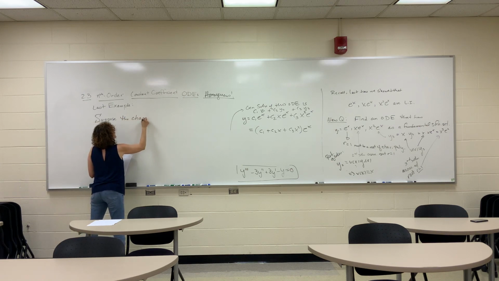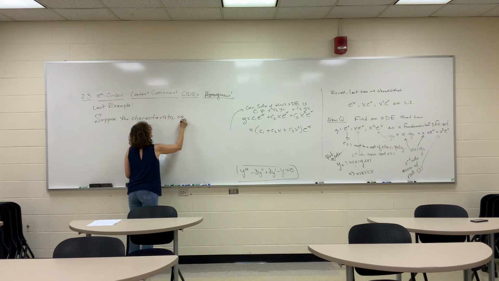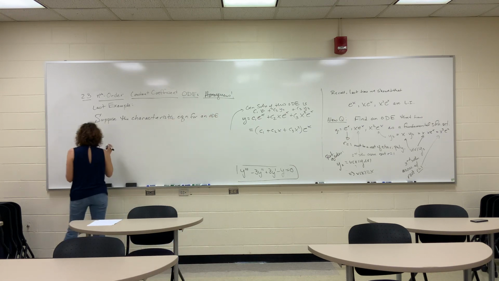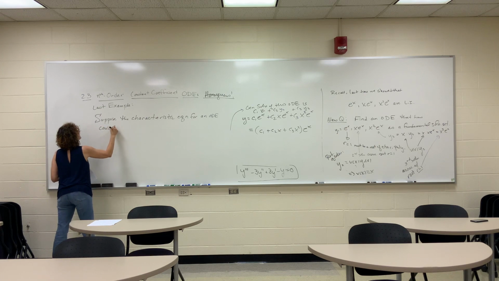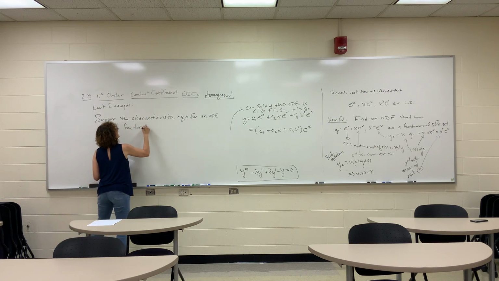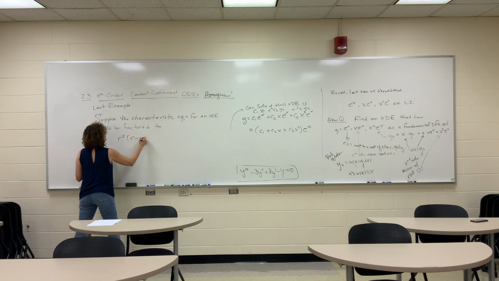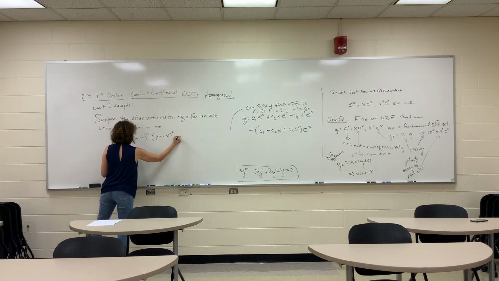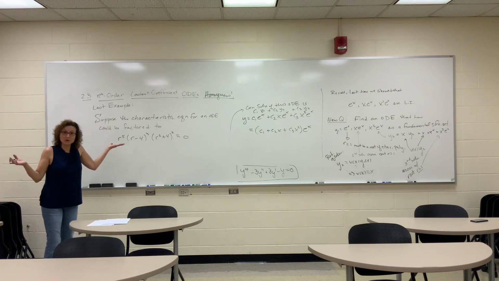The characteristic equation for an ODE could be factored to r to the 5th times r minus 4 cubed times r squared plus 4 quantity squared is equal to 0. Okay? Now we're doing something even more different, right?